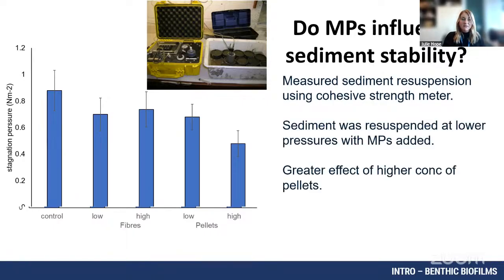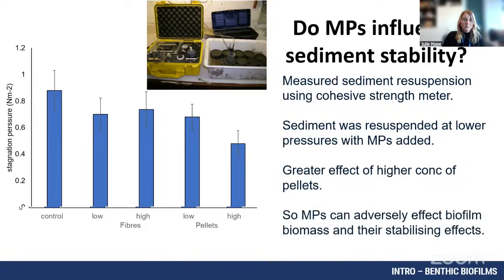And we had a greater effect of the higher concentration of pellets, which is a little bit difficult to explain. You would think perhaps the fibres would have a greater effect. But what we can see from this is that those plastics can adversely affect the biofilm biomass and how those biofilms can stabilize the bed.